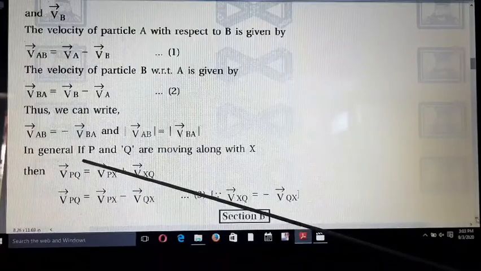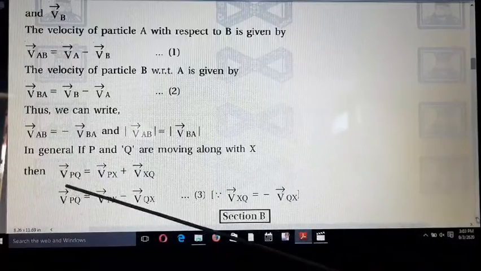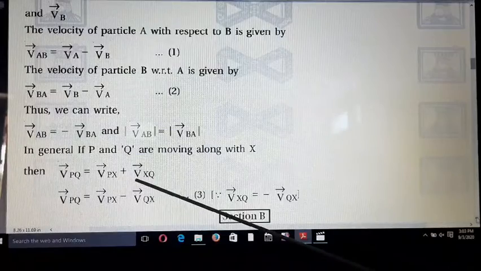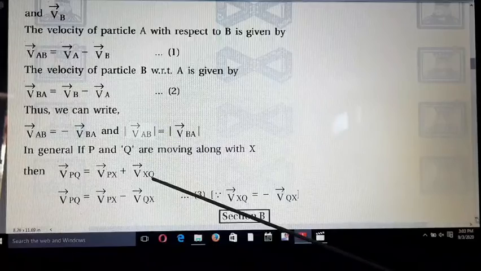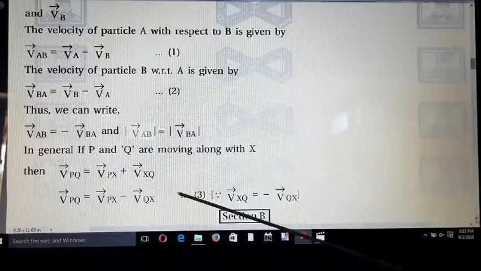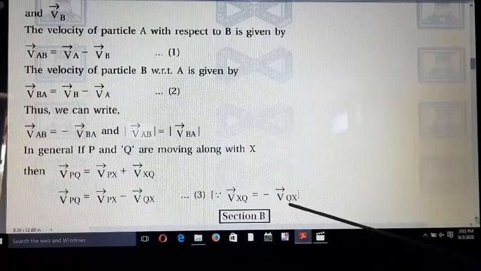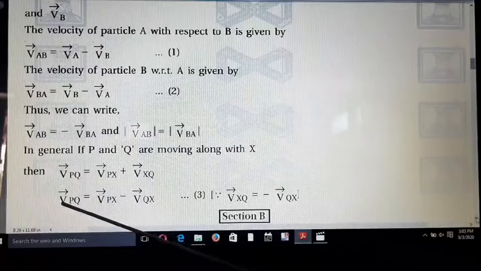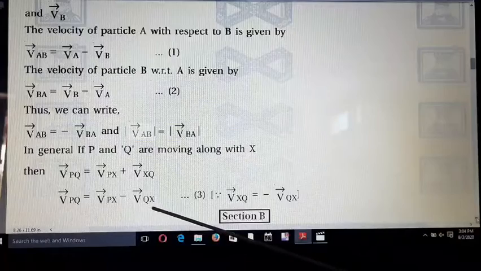In general, if P and Q are moving along with X, then we can write vector PQ is equal to vector PX plus vector XQ. But now we take the sign change. Suppose we write QX. So look here, VXQ is equal to minus vector VQX. So here we change, and we get vector VPQ is equal to vector VPX minus vector VQX.